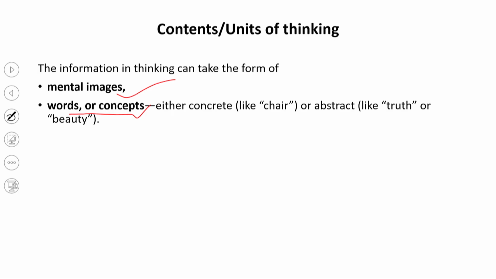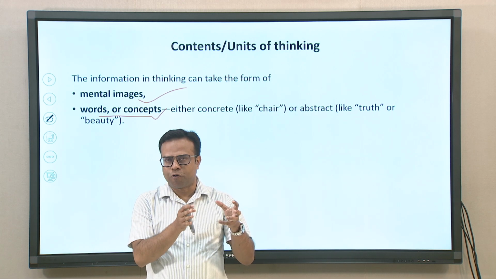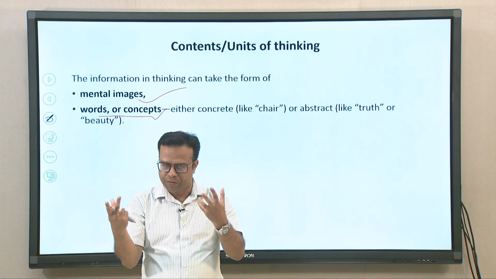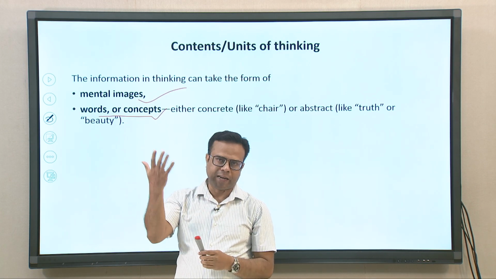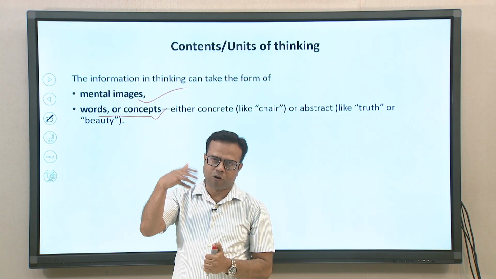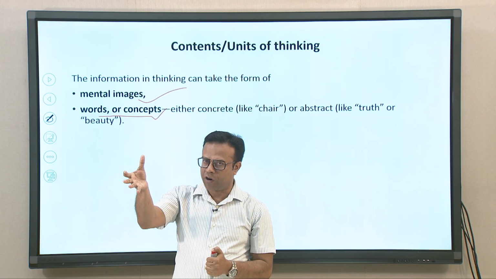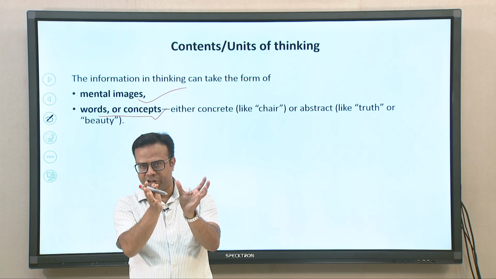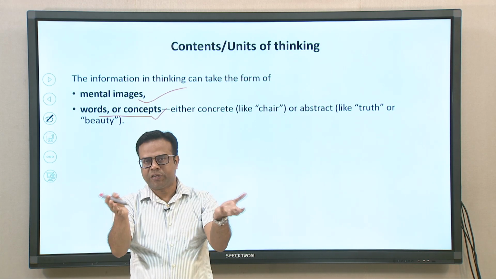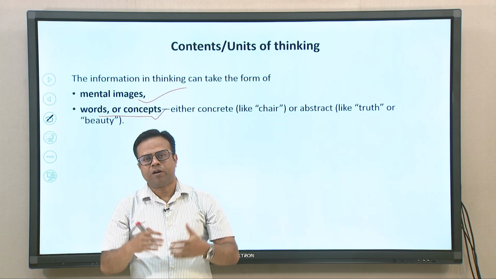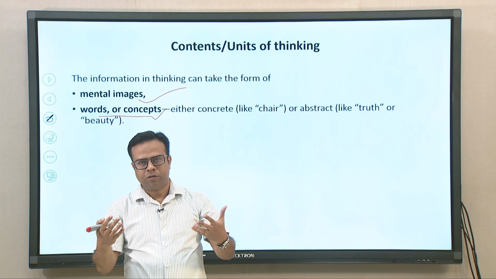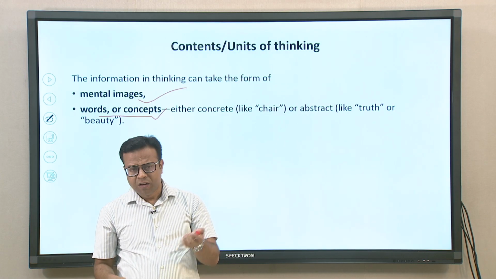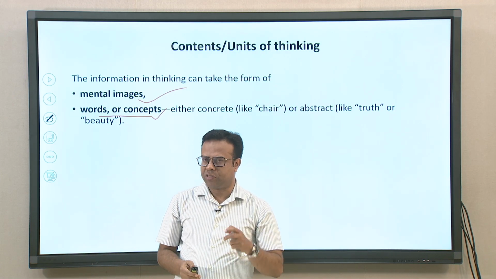For example, we use the word like, it could be a very concrete concept such as chair, table, or it could be a very abstract kind of concept like truth, beauty, and so on. So these are all concepts in our mind, and we use these concepts to think about something in the world. So one is words and concepts, where language is mostly involved, and another is images. These are the two important contents when we think about anything. So thinking involves these two important contents or units of thinking. Now let us look into each of them a little bit in more detail.